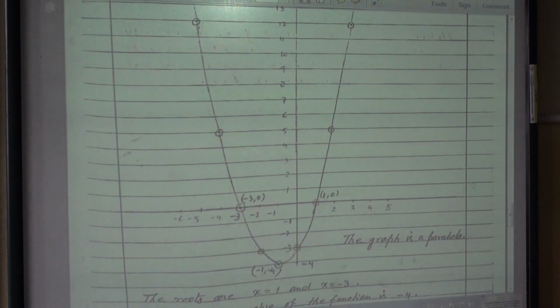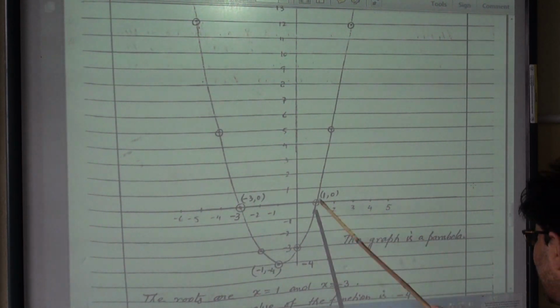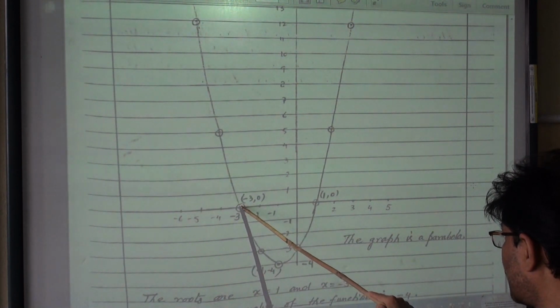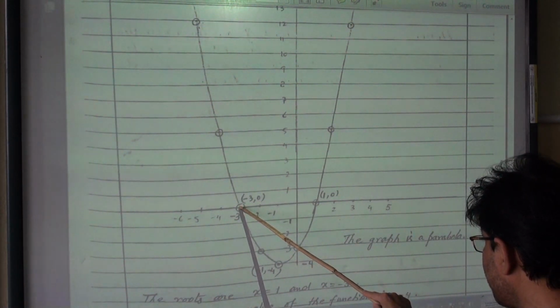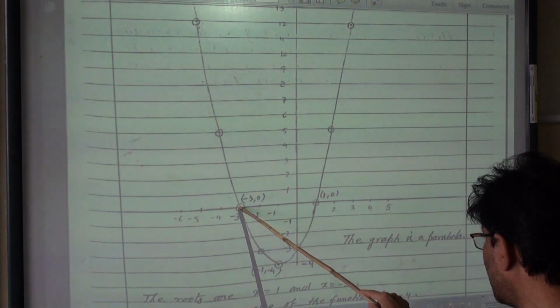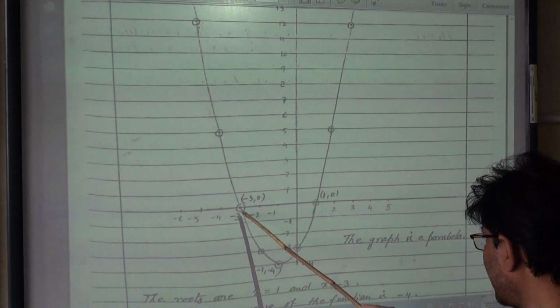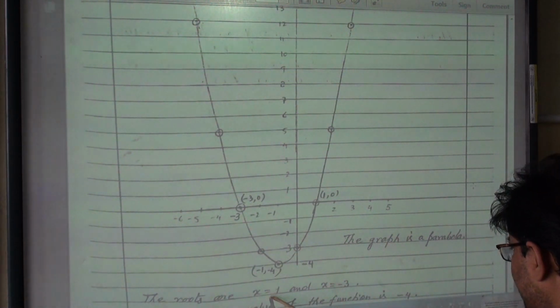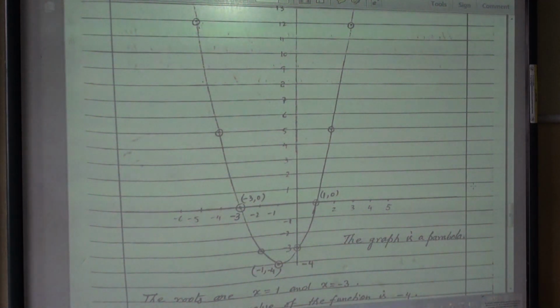So this is a parabola. Where this graph is cutting the x-axis, here and here, these are the roots of that quadratic expression. Wherever y is 0, that is the root. This x value is 1, this x value is minus 3. The roots are x equal to 1 and x equal to minus 3.